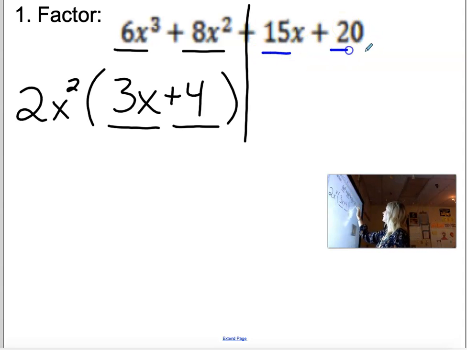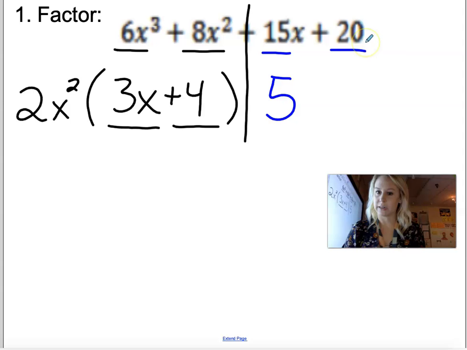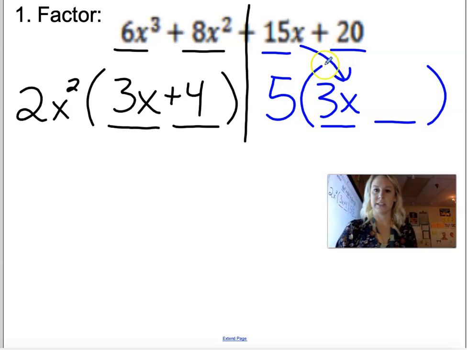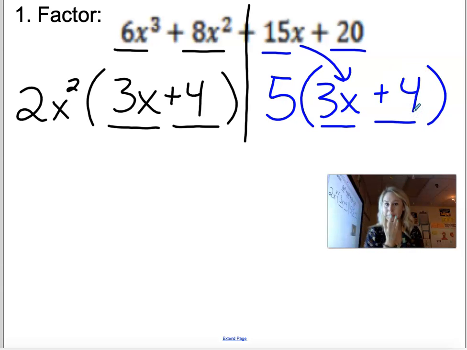Okay? Now let me look at these other two terms over here. I've got a 15 and a 20, so I know 5 goes into both of those. I cannot take a variable out because that 20 does not have an x. So I'm going to go ahead and write my parentheses. And I'm going to divide everything by 5. So 15 divided by 5 is 3. That x will just drop down because I did not take a variable out. And then same thing, 20 divided by 5 is a 4. Okay? What do we notice?